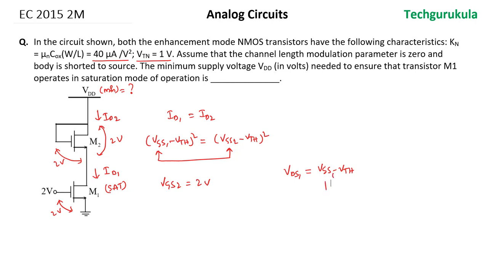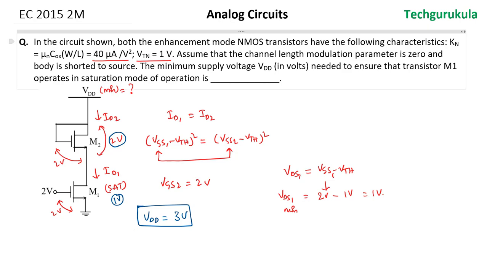We know VGS1 is 2 volts, VTH is given as 1 volt. So VDS1, in fact this is the minimum value, is equal to 1 volt. Hence the voltage across M2 is 2 volts, and voltage across M1 is 1 volt. So VDD should be equal to 2 volts plus 1 volt, which is 3 volts. So hence the answer is 3.